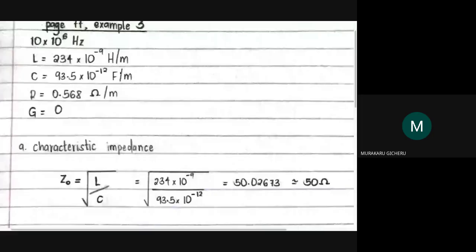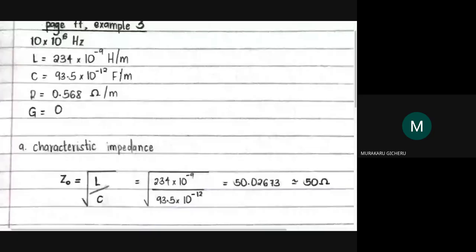The first thing is to find the characteristic impedance. What you can see from here is that G is equal to 0 and R is equal to 0.568. Maybe the R is not very important, but the G is equal to 0. So the characteristic impedance will be very dependent on these primary line constants.